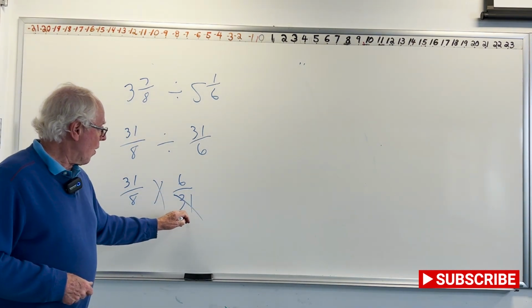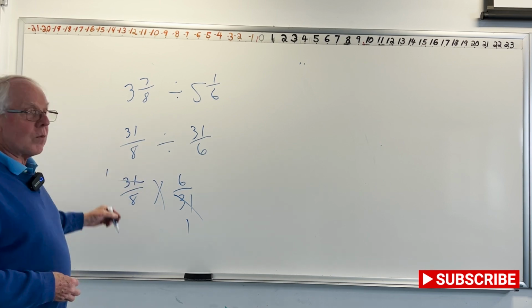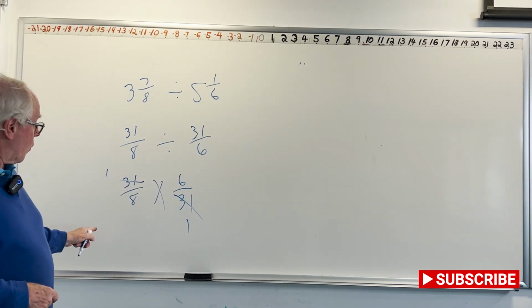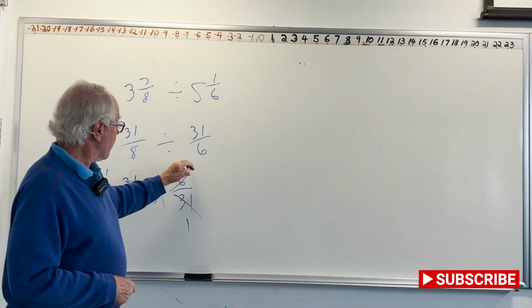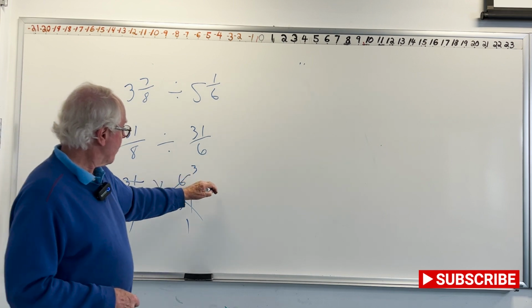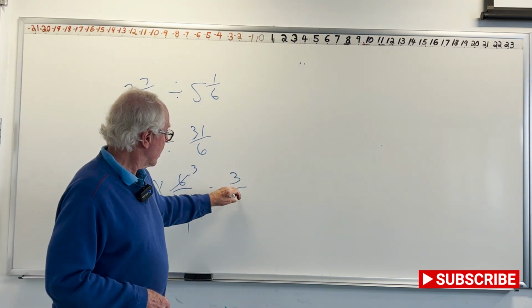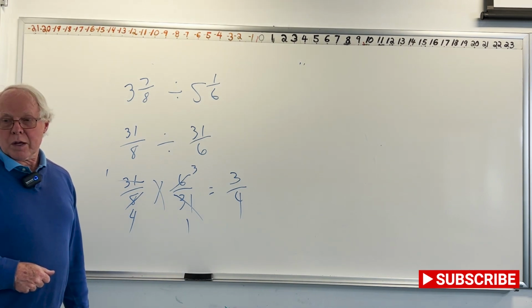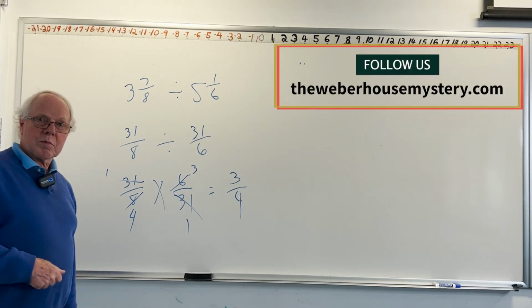31 goes into 31 once. 31 goes into 1 once. That's it for the 31. And here we have a 2 that goes into both of them. 2 goes into that 3 times. 2 goes into that 4 times. And we now have 3/4 for our answer. Okay? That has everything. All right?